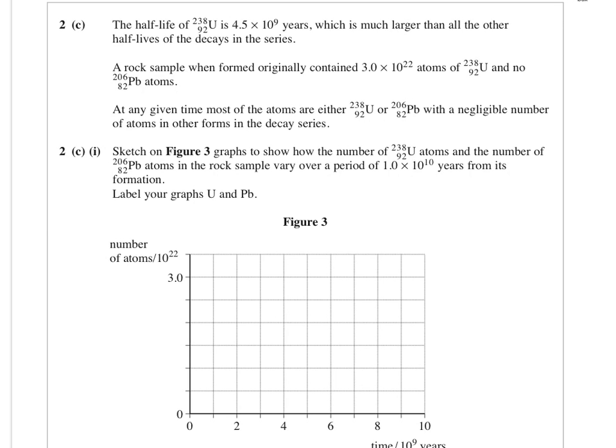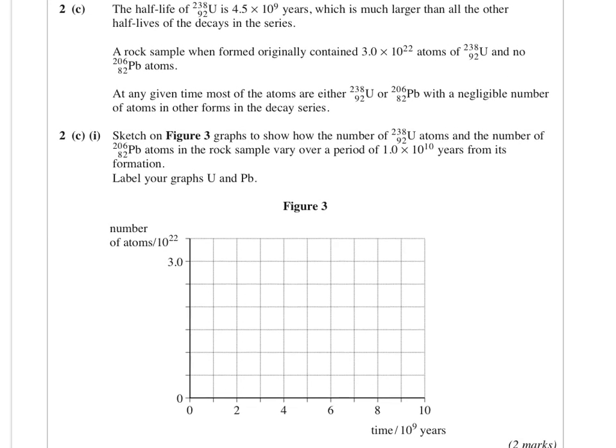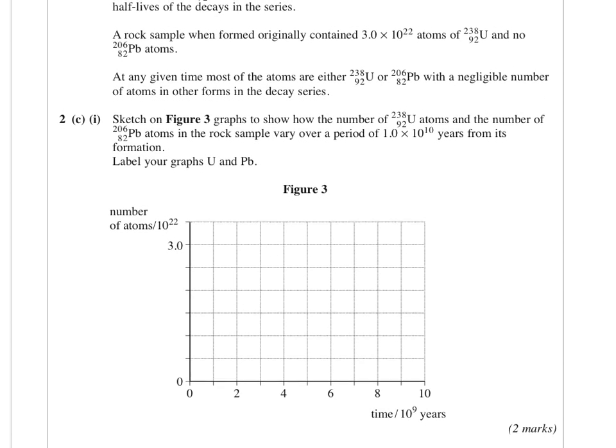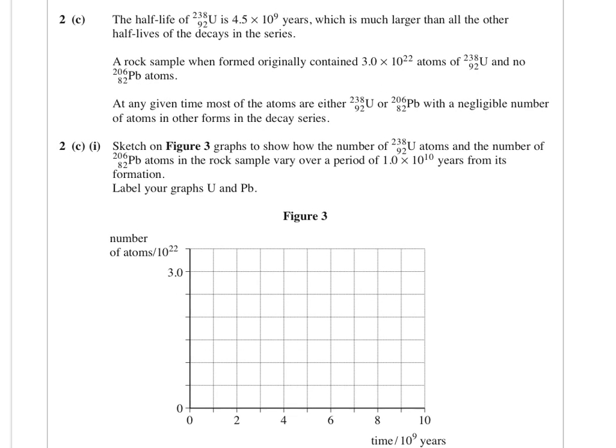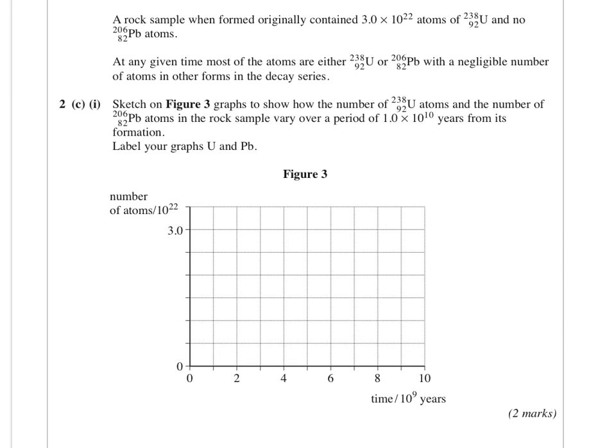The half-life of uranium is this value, which is larger than all the other ones. A rock sample originally contained this many atoms, and no atoms of this. At any given time, most of the atoms are either those two with a negligible number of the other ones. Sketch on a graph to show how the number of 238 atoms and the number of 206 atoms varies over a period of time. So the initial one is going to start at the 3 times 10 to the 22 value and essentially exponentially decay over time.